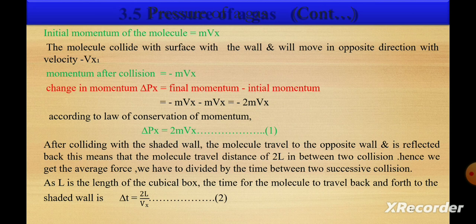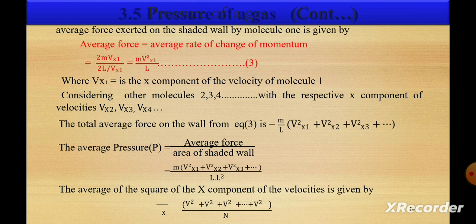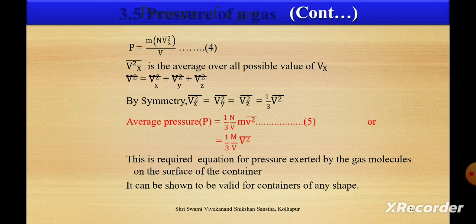Initial momentum of the molecule is equal to m vx. Momentum after collision is equal to minus m vx. The average pressure is equal to average force per area of the shaded wall. Finally, average pressure we can write as 1 by 3 capital M by V times v square.